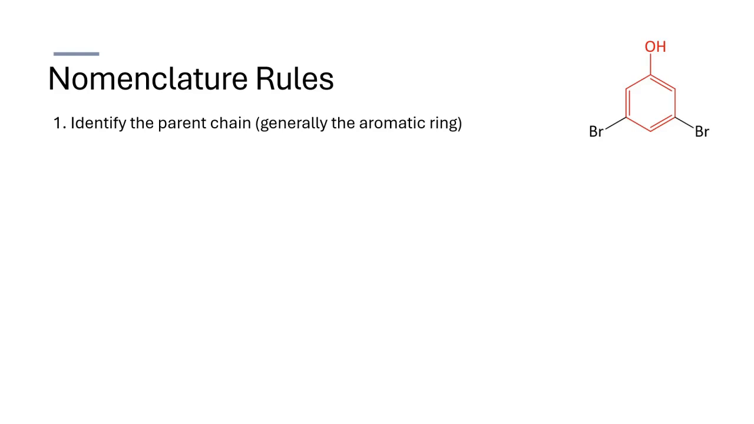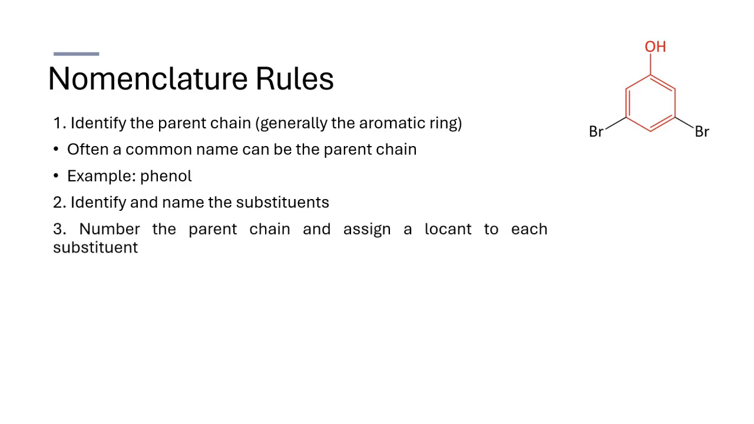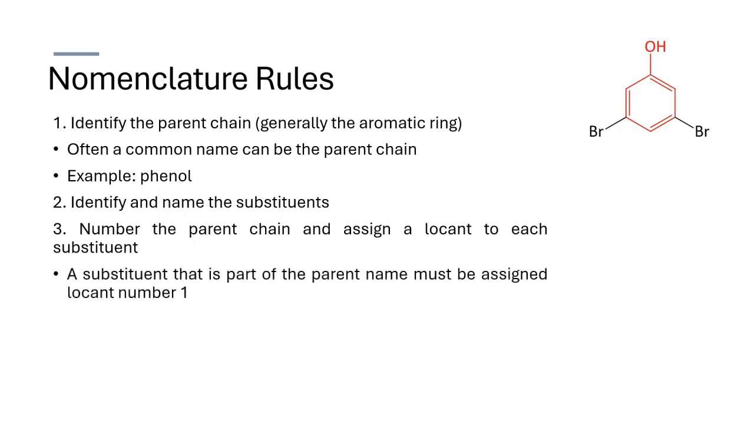Nomenclature rules. 1. Identify the parent chain. It is generally the aromatic ring. Often a common name can be the parent chain. In this example, the parent chain is phenol. 2. Identify and name the substituents. 3. Number the parent chain and assign a locant to each substituent. A substituent or branch that is part of the parent name must be assigned the locant number 1. In other words, this carbon must be 1.